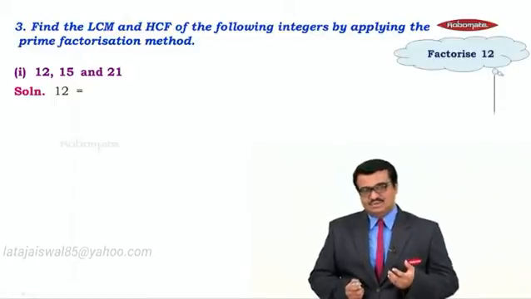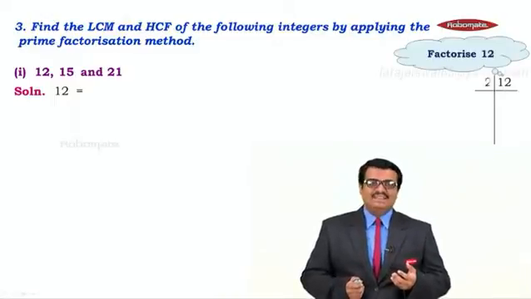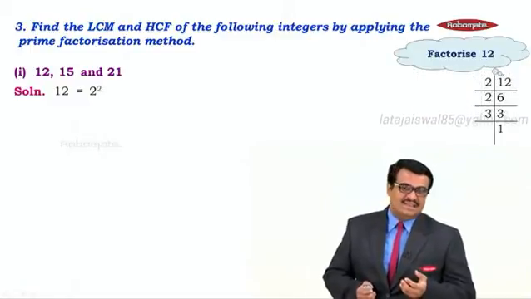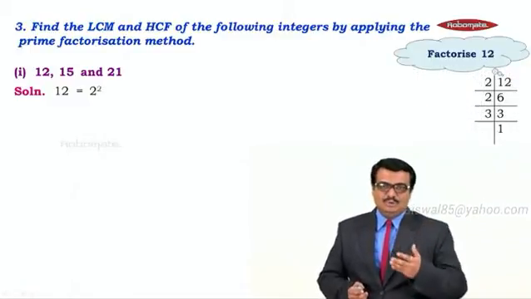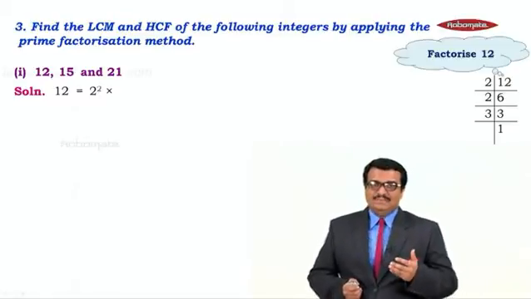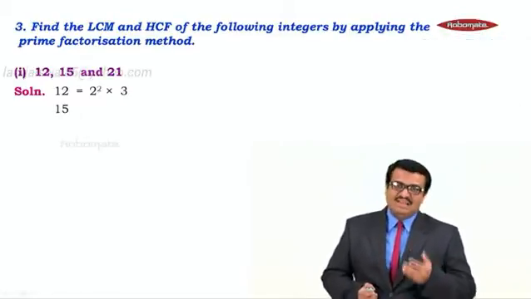Let us factorize 12. So 12, if you factorize, 2 6s are 12, 2 3s are 6 and 3 1s are 3. If I ask you to write it in powers of 2 and 3, how will you write it? 12 is nothing but 2 square into 3. Now let us take up the next number.